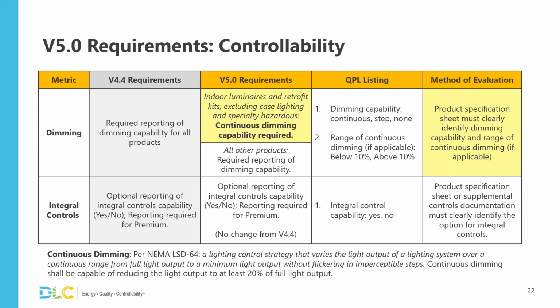This policy doesn't address anything from an installation or system level requirement. This is only the product capability. So whether or not that dimming is used in the field or is a requirement of a utility program, it's outside the scope or the purview of this policy. And as I mentioned just a minute ago, the integral control requirements under 5.0 are unchanged relative to 4.4. So it's an optional reporting metric for standard products and a required reporting metric for premium.